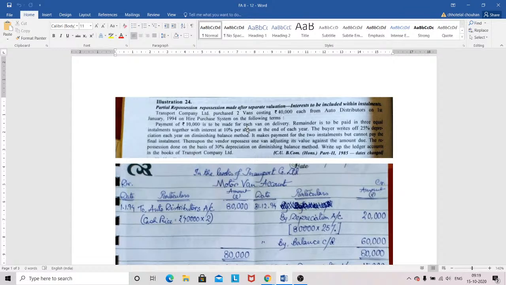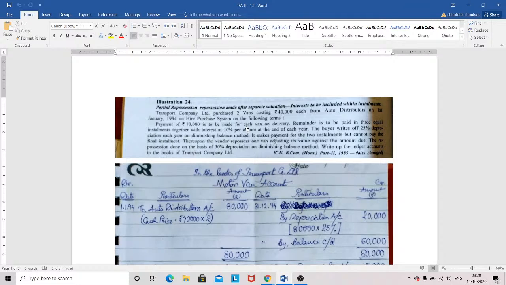So the vendor repossessed 1 van, adjusting its value against the amount due. Obviously, at the time of repossession the value will be adjusted. The repossession is done on the basis of 30% depreciation on diminishing balance method. That's the important thing. The depreciation has to be charged by the hire vendor. What percent depreciation is the hire vendor charging? It is 30% depreciation on diminishing balance method.